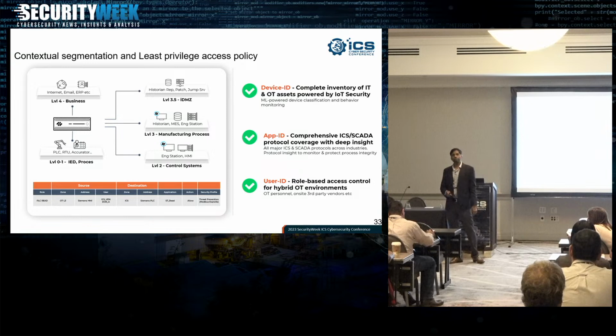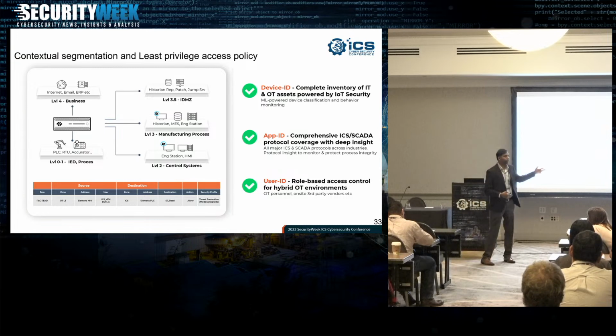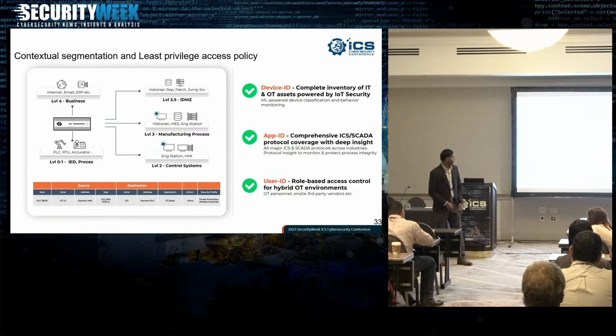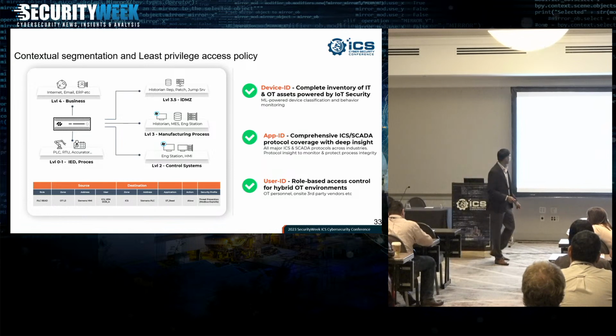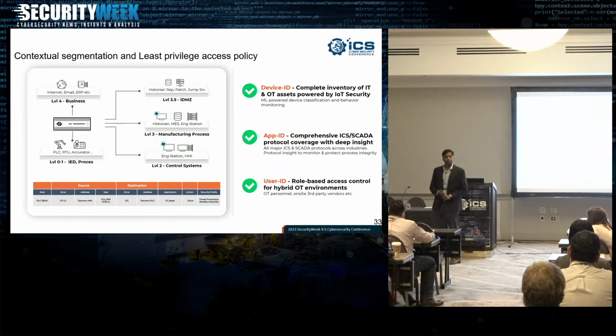The third is the user ID, where we can take the user information from your Active Directory, Azure AD, and so on, and create a hybrid role-based access control. If you couple all that together, this is what it looks like. In this example, I have a Siemens HMI device talking to the Siemens PLC and allowing access to only one application, which is S7 read. You can see how granular we can go by writing policies using device ID, user ID, and app ID technologies. That way we can scale from the policy standpoint.